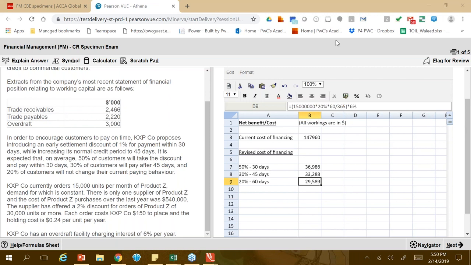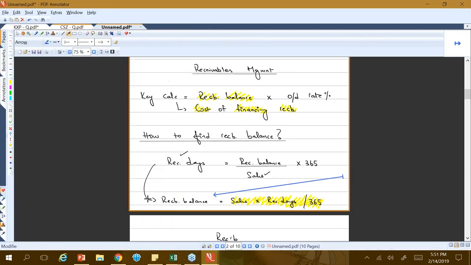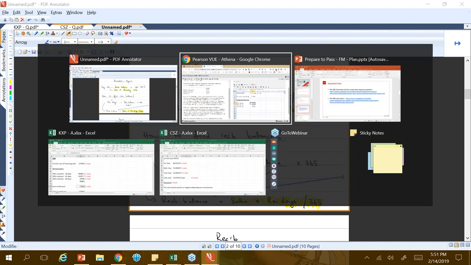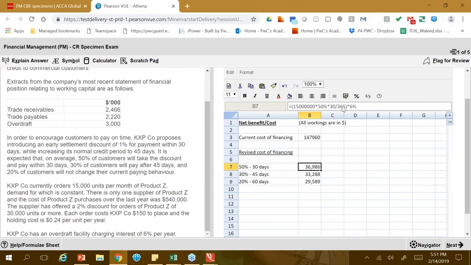So same calculation. Do not forget this, because students forget this. They forget what we are trying to do here. We're trying to find the receivables balance. We need the sales and the receivable days over 365 to find the receivables balance. And that's what we've done here. Taking the sales proportion, 50%, into receivable days over 365 into the 6%, and then the same calculation for the other two as well.